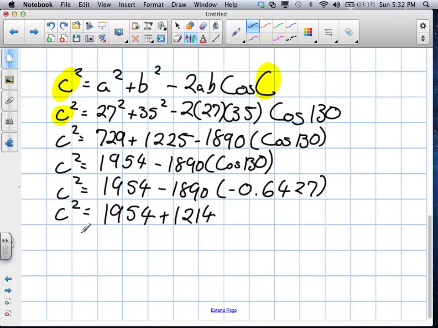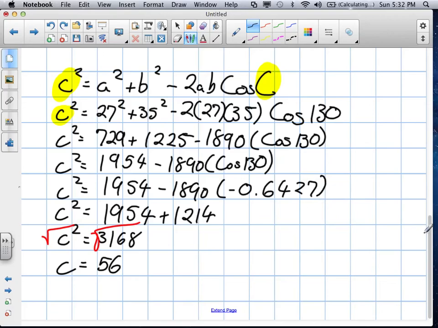Okay. Let's keep going with what we got. Add those together. There's 3,168. All right, are we done? What do we have to do? Yeah, find the square root. That's right, because this is squared, we square root both sides. Side C is equal to what? 56. 56 point something or just 56? 56.29. Okay. We'll say approximately 56.